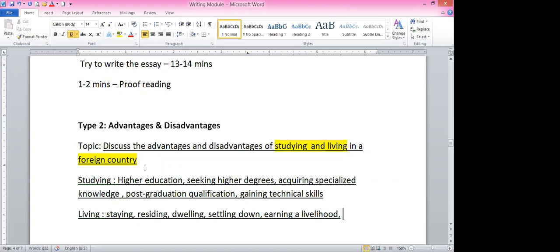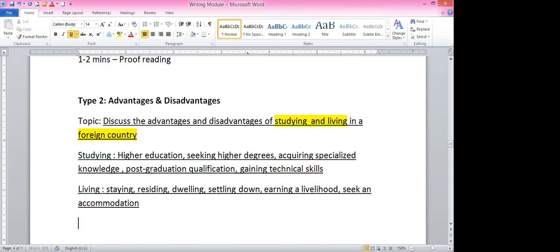Since we've already taken up studying, living here means that due to studies, you might live there. Because of education, you might stay, live, dwell, settle down, and start earning a livelihood in a foreign country. You can also say seeking an accommodation in a foreign country. Okay.